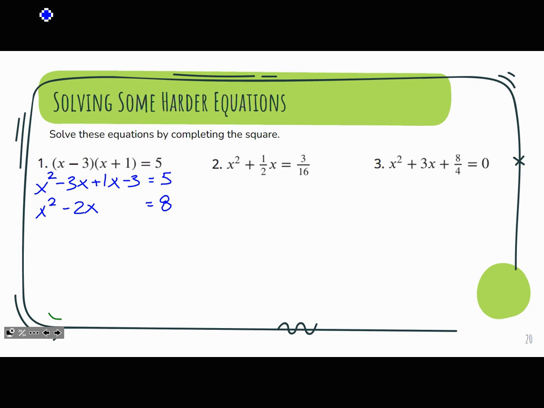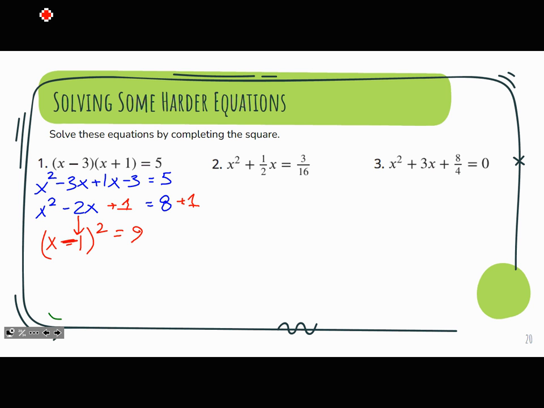Okay. So now I ask you, what number completes the square? So easiest way, how do we complete the square? Take the middle number, divide it in half. That's -1. And then what's -1 squared? +1. So we add 1 to both sides. So this becomes x minus 1 squared equals 9.